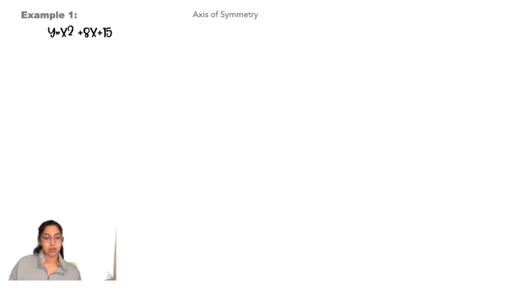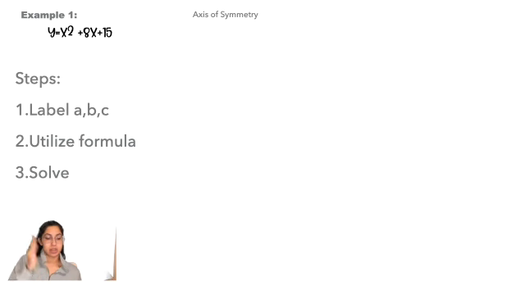Today we are solving for the axis of symmetry without graphing, and solving for the vertex without graphing. Example 1 is y equals x squared plus 8x plus 15. Right now I'm finding the axis of symmetry. So here are your steps: label A, B, and C, utilize the formula, solve. A is 1, B is 8, C is 15.